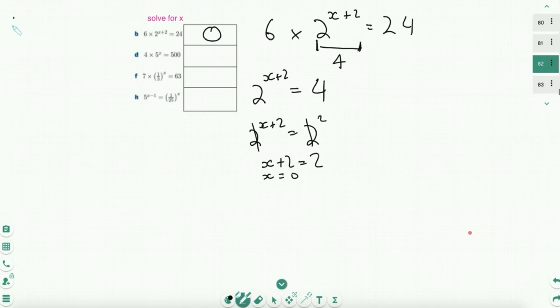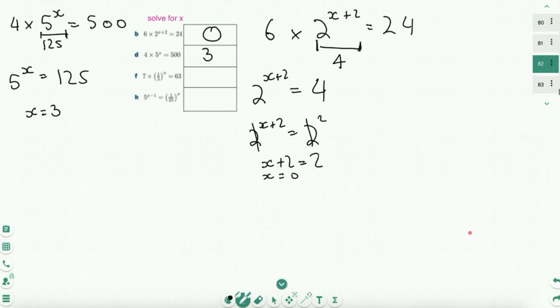Next one. 4 times 5 to the power of x equals 500. Let's chunk all this together. 4 times something is 500. Well, 500 divided by 4 is 125. So 5 to the power of x must be 125. So 5 to the power of something is 125. This is pretty easy. x must be 3. 5 to the power of 3 is 125. That was pretty straightforward, that one.